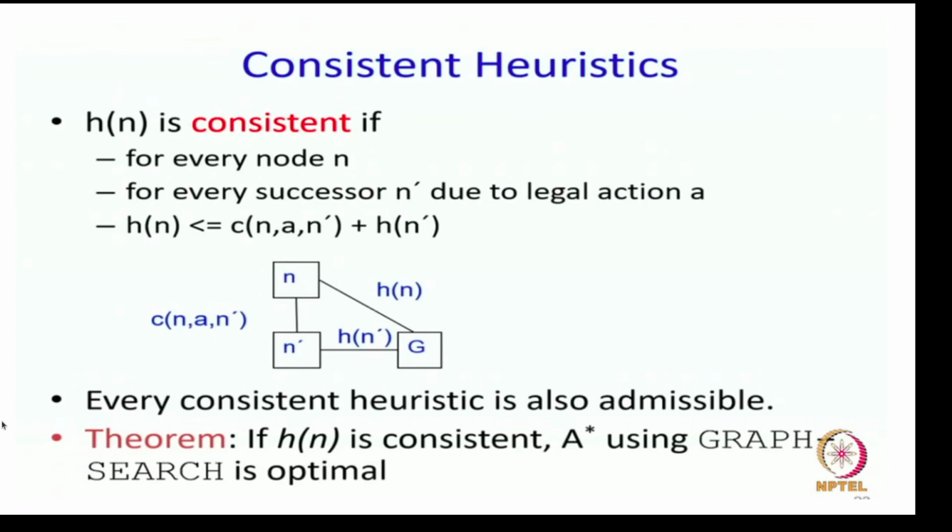So there is a very popular theorem which says that every consistent heuristic is also admissible. Means consistent heuristics are a subset of admissible heuristics. If I say this heuristic is consistent, then you can implicitly understand that yes, it is also admissible.